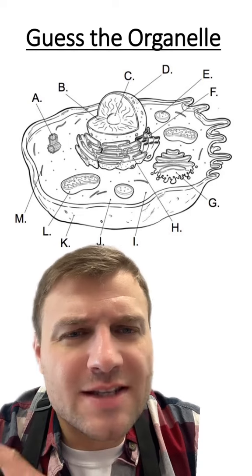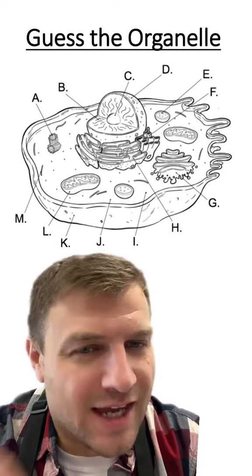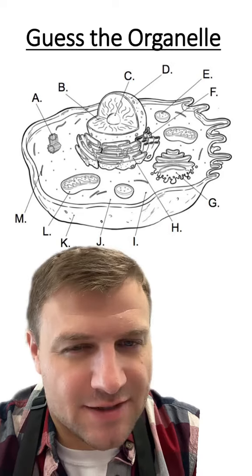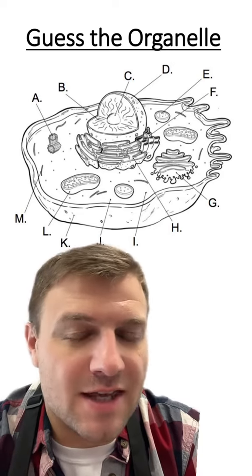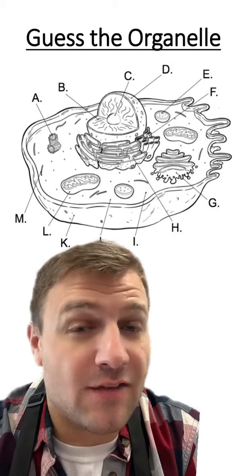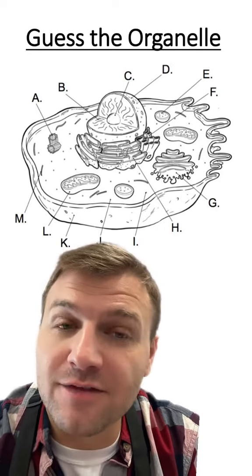And last one, what is H and F pointing to? H has ribosomes while F doesn't. H and F are representing the smooth and rough ER. Specifically, H is the rough ER and F is the smooth ER.